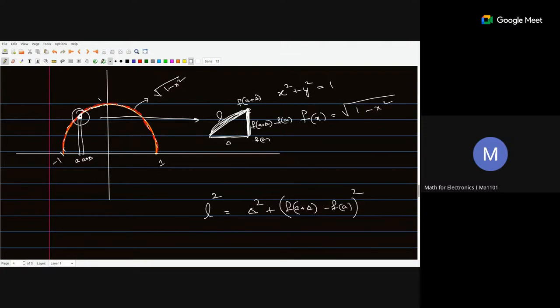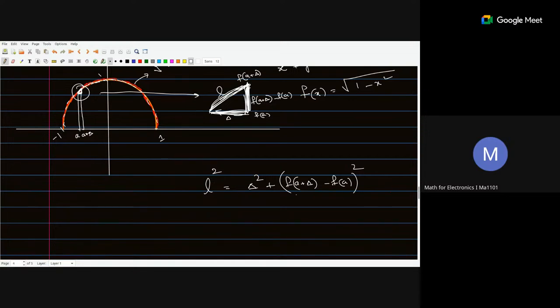The horizontal difference is delta. The vertical difference, since this is the function f of x, is f of a plus delta at the top point and f of a at the bottom point, so the difference is f of a plus delta minus f of a. This forms a right angle triangle, where the hypotenuse is the length we wanted. Its square equals the sum of squares of the two sides: delta square plus f of a plus delta minus f of a, whole square.